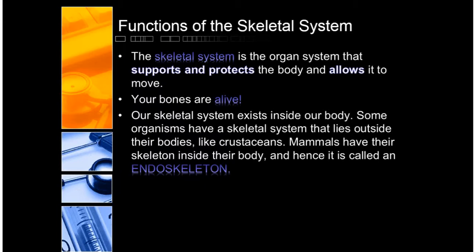Our skeletal system, and this is the same system that exists in most mammals, is inside our body. Now, some animals like crustaceans have their skeleton on the outside, like crabs and lobsters, but we don't. Ours is inside our body, and because it's inside, we call it the endoskeleton. And remember, the prefix endo means inside. So it's very important to know that our skeletal system in human beings is an endoskeleton, not an exoskeleton like crustaceans, for example.